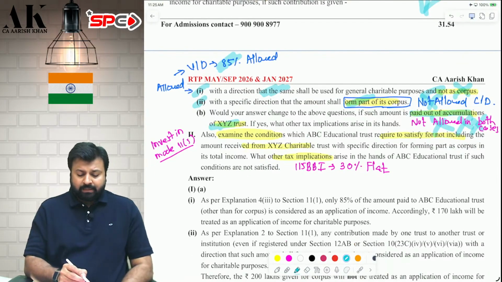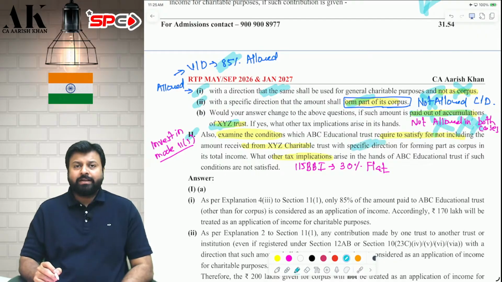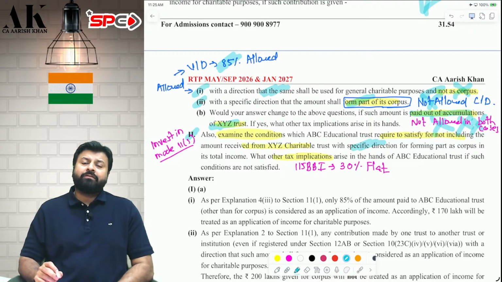Next, part 2. The trust has received some corpus donation. We are supposed to identify the conditions subject to which corpus donation will be exempt, and what will happen if they do not fulfill the condition.